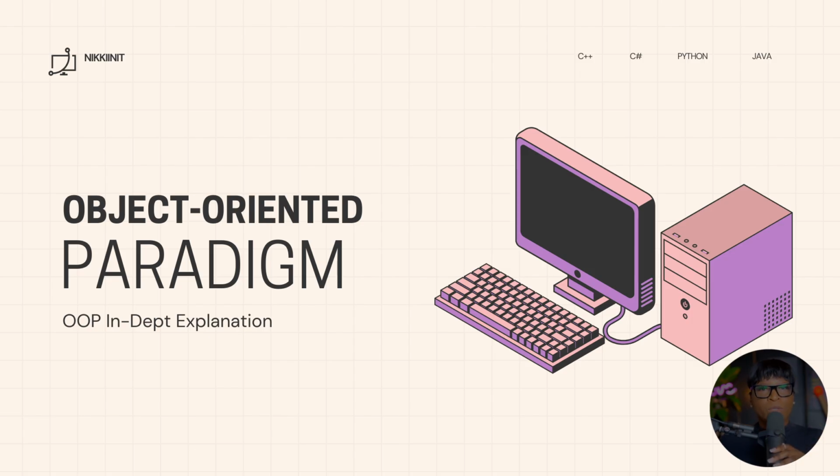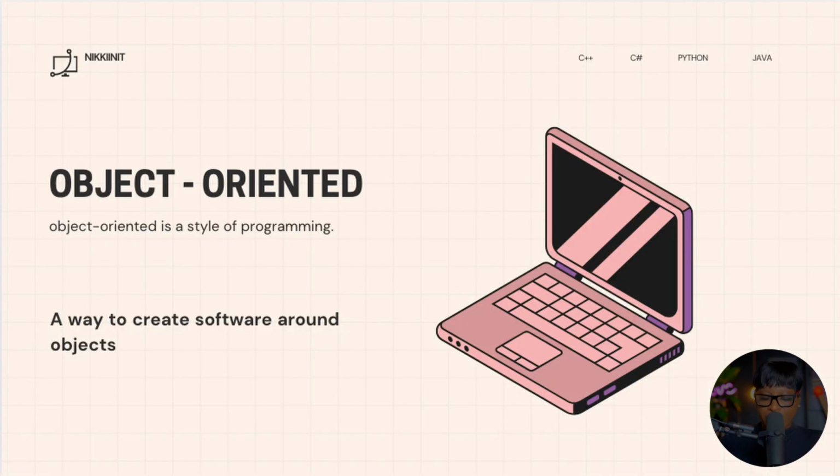For this video, I'm going to go over object-oriented programming. And object-oriented programming gives us a lot of features and a lot of ways to design our software. Now, let's start off with the definition of OOP, or object-oriented programming. So object-oriented programming is just a paradigm for creating software around objects.